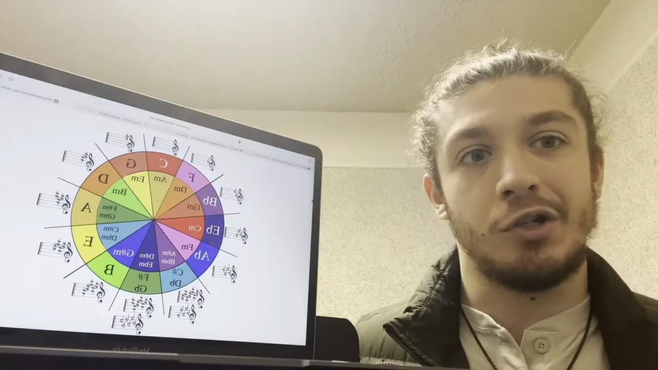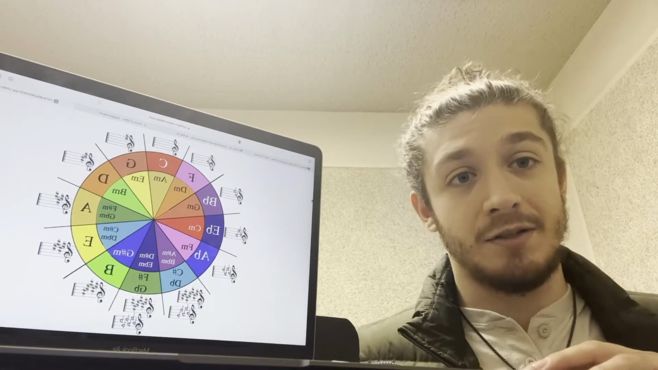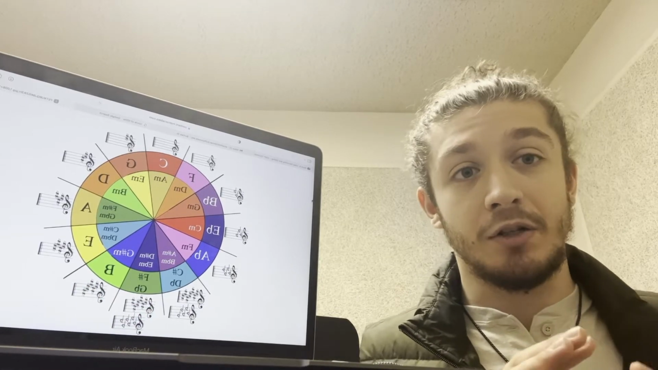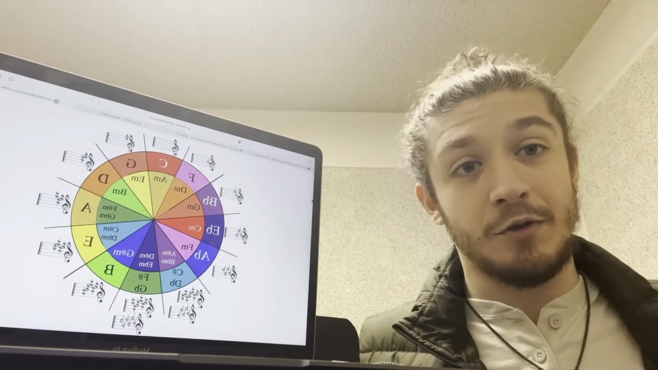In a key signature, there are always going to be either sharps or flats. And sometimes, if there aren't any sharps or flats, it's going to be C major. So, that's the first one.